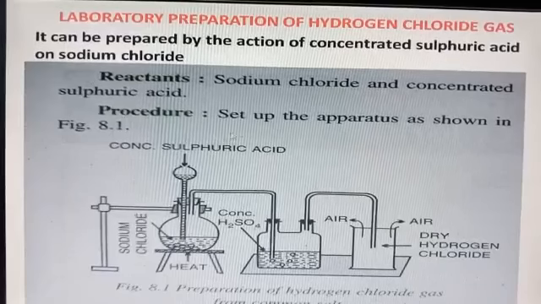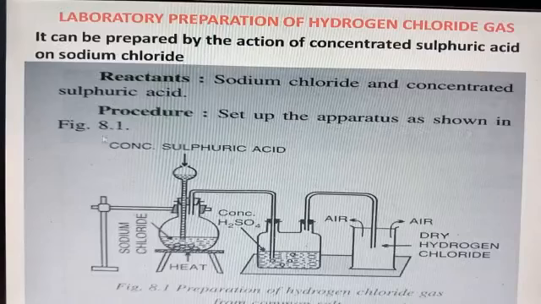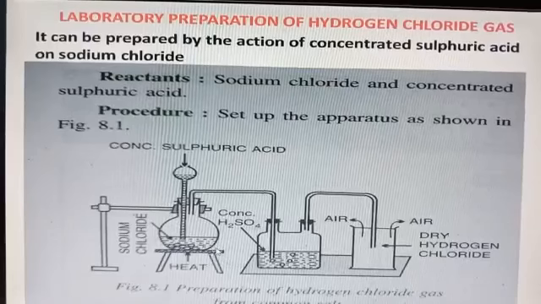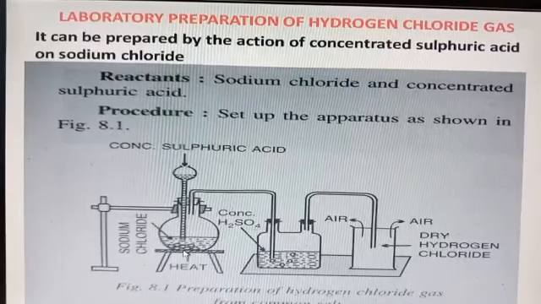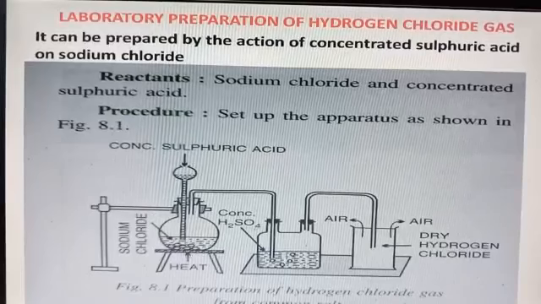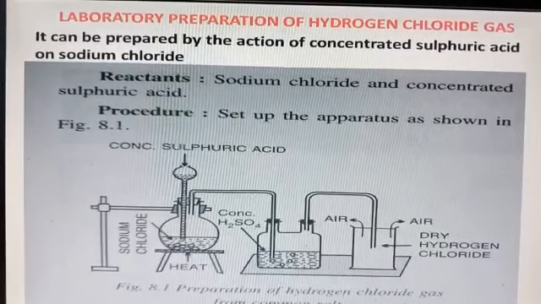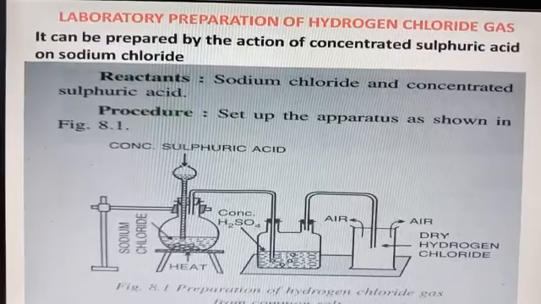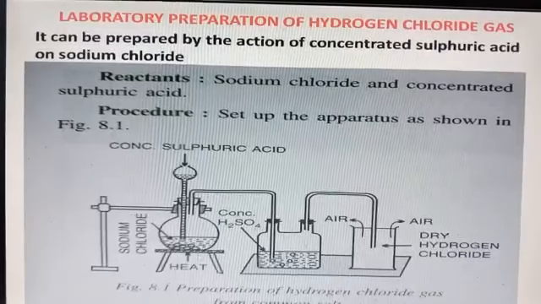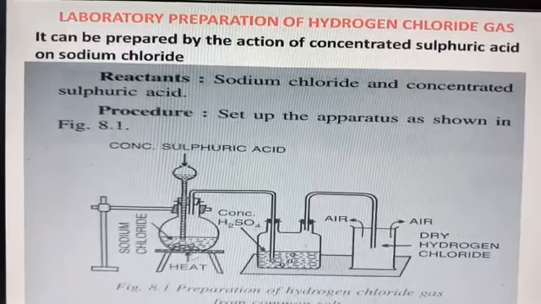Then what is the procedure? Let's see. Set up the apparatus as shown in figure 8.1. First of all, take a round bottom flask or a flat bottom flask. Why do we take a round bottom flask or a flat bottom flask? Because they can withstand high temperature. That means this flask can be used to heat at high temperature, and here we have to heat the mixture at a very high temperature.